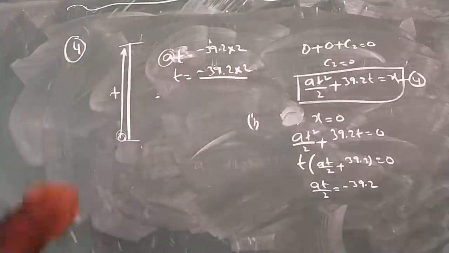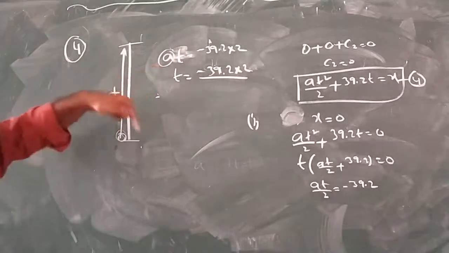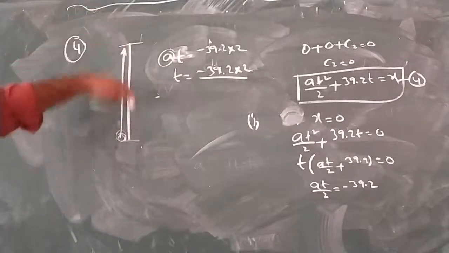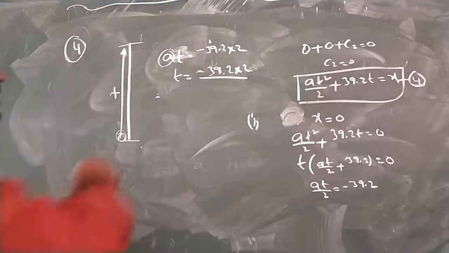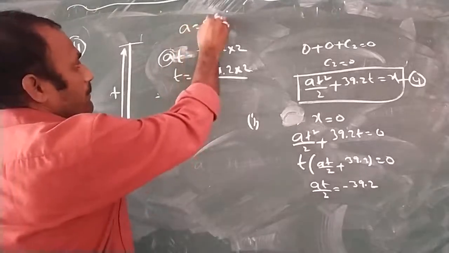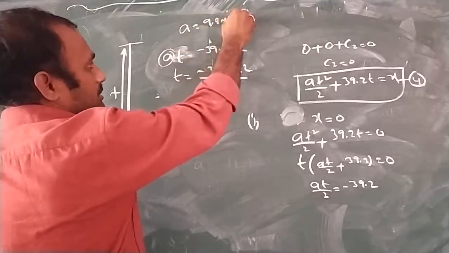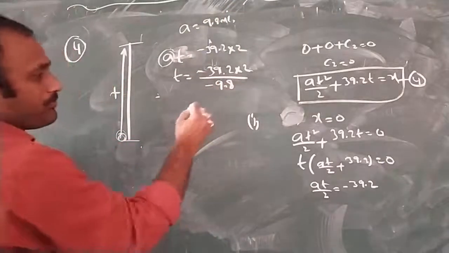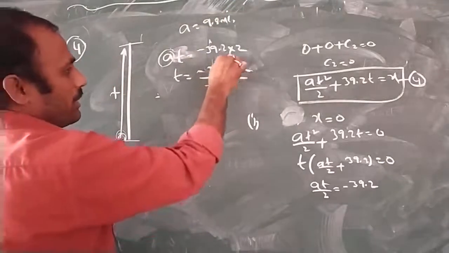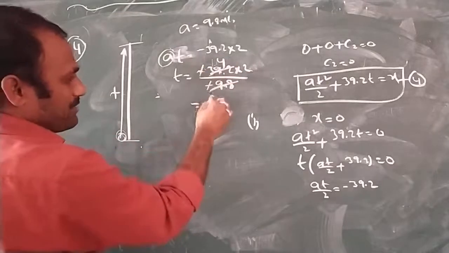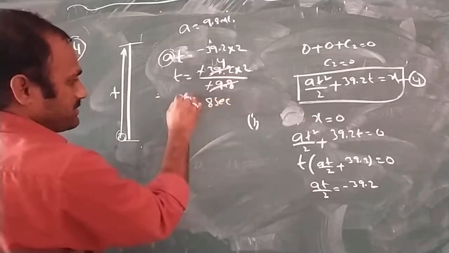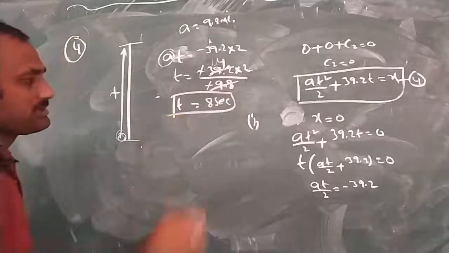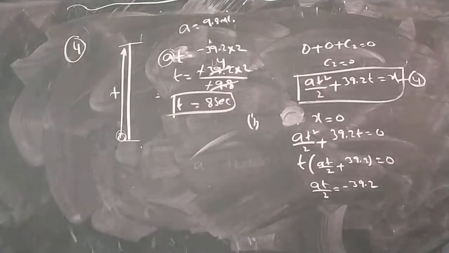See here, we have to understand acceleration and retardation. Since the ball is falling down, it comes under retardation. So for acceleration, we know the value is 9.8 meter per second squared. Since the ball is falling down, it will be retardation, minus 9.8. Minus minus gets cancelled, so it is taking 8 seconds. The first answer is, it is taking 8 seconds to strike the ground. How long will it take? It is going to take 8 seconds.